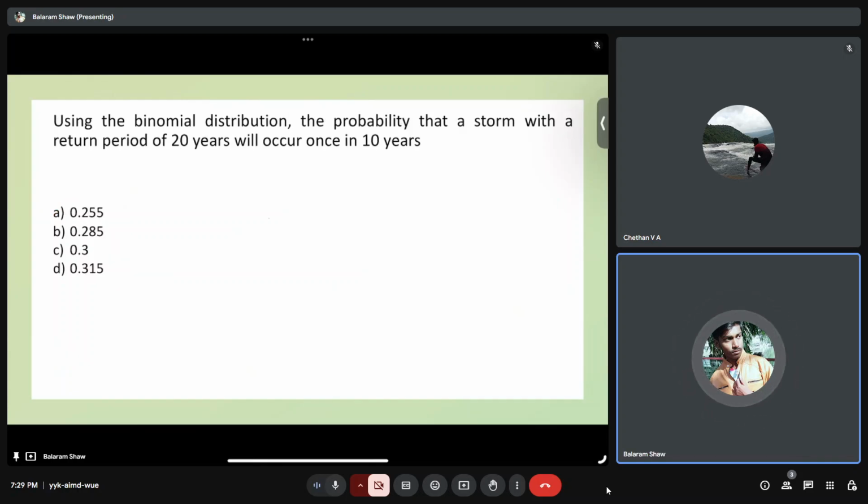Okay. Next question is: using the binomial distribution, the probability that a storm with a return period of 20 years, so return period T equals 20 years, will occur once in 10 years. So N equals 10 years. And just calculate the probability. The probability of success p will be equal to 1 by T, that is 1 by 20, right? So we just need to calculate the probability. Let's say X here is the event with return period 20 years, right?